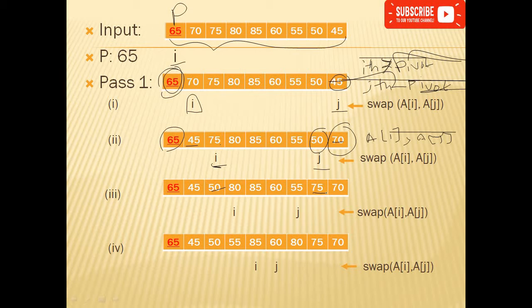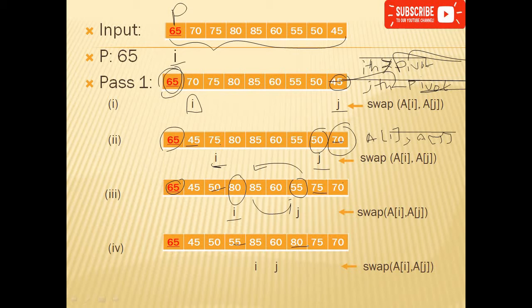I repeat the same process to find the element greater than 65. Here I found it, and from here I need to find the less element. It is not less, it is not less, here I found it. Then swapping will come. I need to check whether the ith element is greater than the jth element. Yes, 80 is greater than 55. Yes, then swapping will come. So here 55 will come, and here 80 will come.